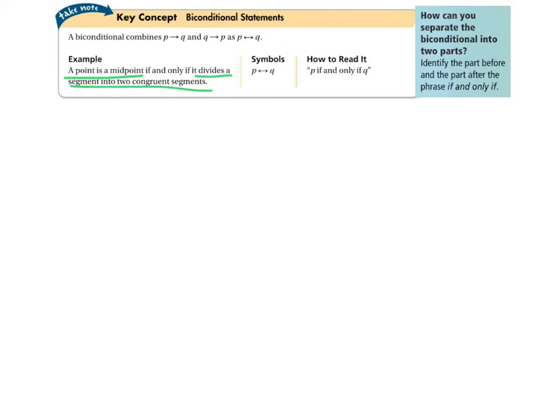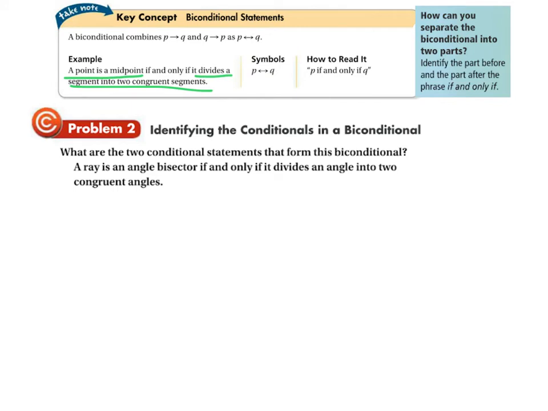Because what we'll do now is split that up. And we're going to do it with this particular new statement. What are the two conditional statements that form this biconditional? A ray is an angle bisector if and only if it divides an angle into two congruent angles. That's true. So let's say what's before if and only if? Right here. What's after if and only if? Right here.